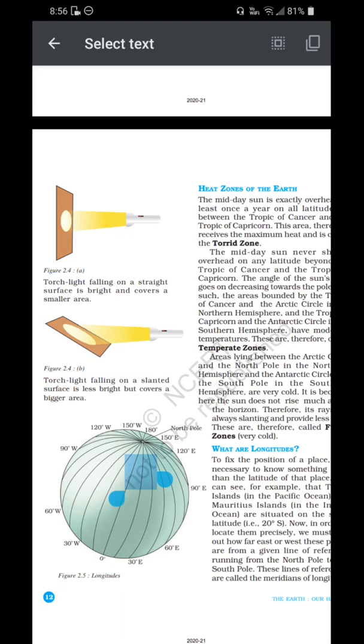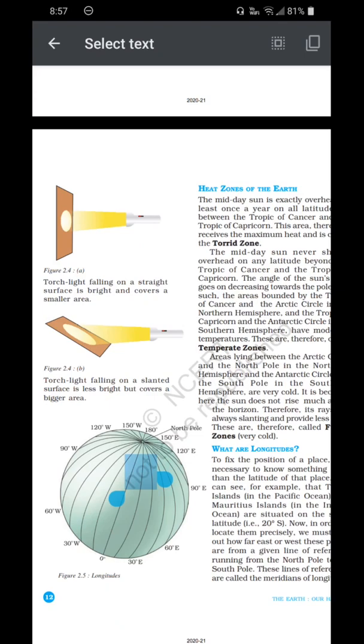Longitudes. To fix the position of a place, it is necessary to know something more than the latitude of that place. You can see, for example, the Tonga Islands in the Pacific Ocean and Mauritius Islands in the Indian Ocean are situated on the same latitude, that is 20 degrees south. Now, in order to locate them precisely, we must find out how far east or west these places are from a given line of reference running from the North Pole to the South Pole.